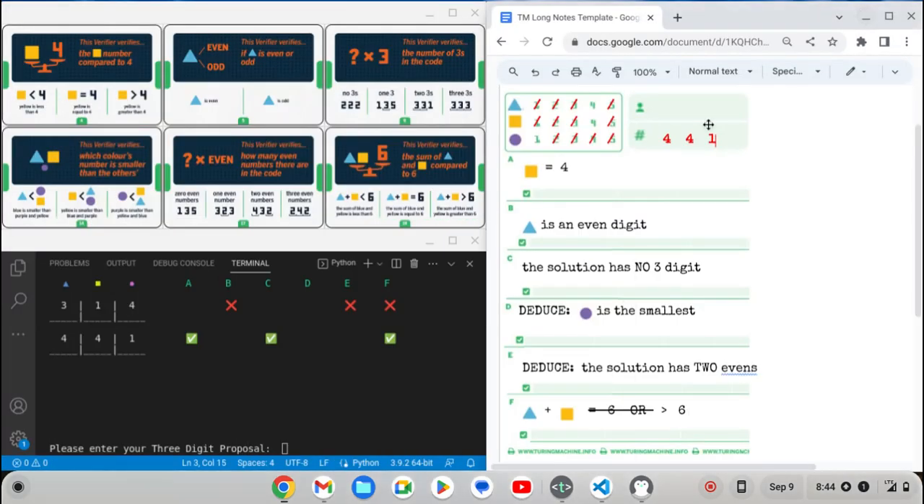Well, that was great. Yeah, I think what really helped out was obviously the initial deduction that there are 2 evens, and the fact that when we tested the criteria cards in round 2, we were able to deduce that yes, circle was the smallest. So those 2 really helped out.